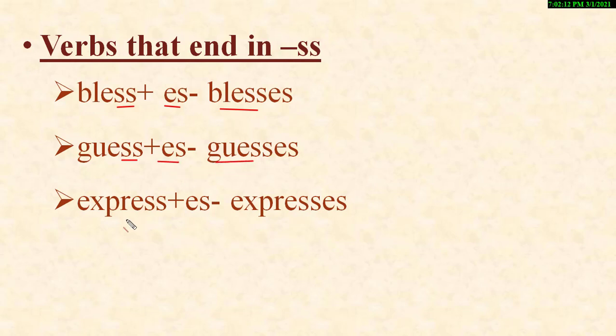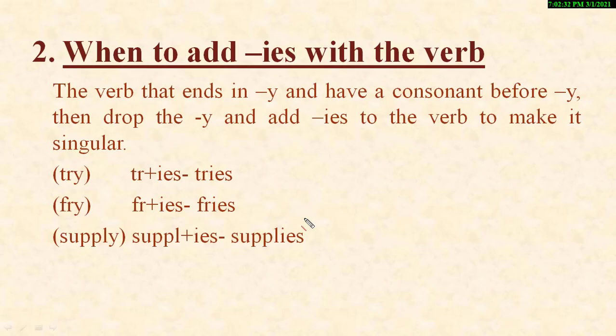The next verb is express. Express again ends in ss. So we should add es with the verb. It becomes expresses. So we have seen that when the verbs end in ss, we should add es to make them singular verbs. Now let's see when we should add ies with the verb.